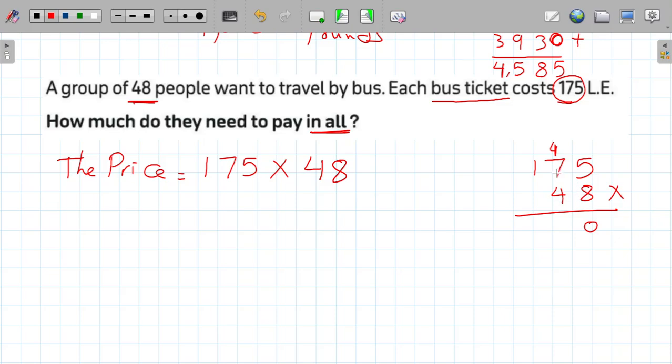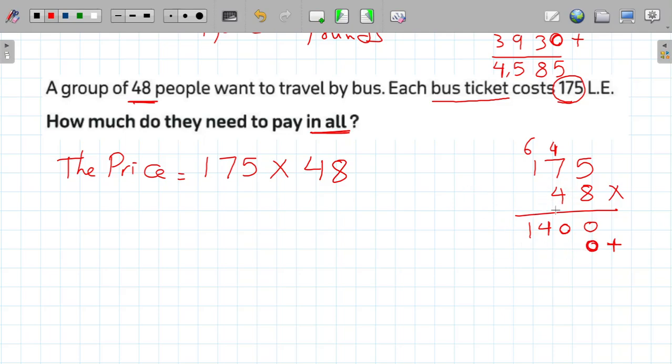8 times 7 equals 56. 56 plus 4 equals 60. So I have 0 and carry up 6. 8 times 1 equals 8 plus 6 equals 14. So I have 1,400. I will write the addition, and I will write the 0 in the ones digit.